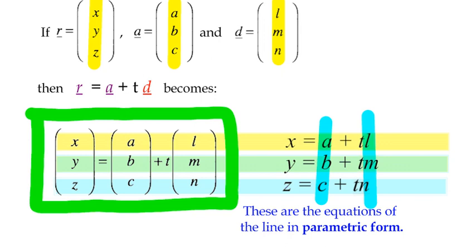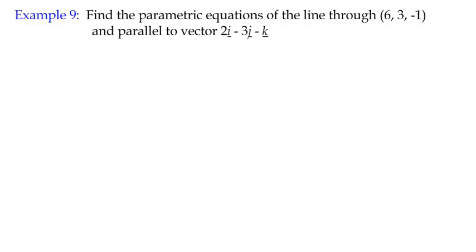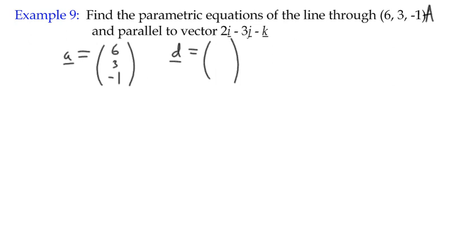That's how we then change it into parametric form. So as an example, find the parametric equations of the line through a point and parallel to another vector, so that's our direction vector. So what can we say here? We can see that if that's the point a, I'm going to just go straight to writing down a in vector form, (6, 3, -1). I'm going to define my direction vector, d, as (2, -3, -1).